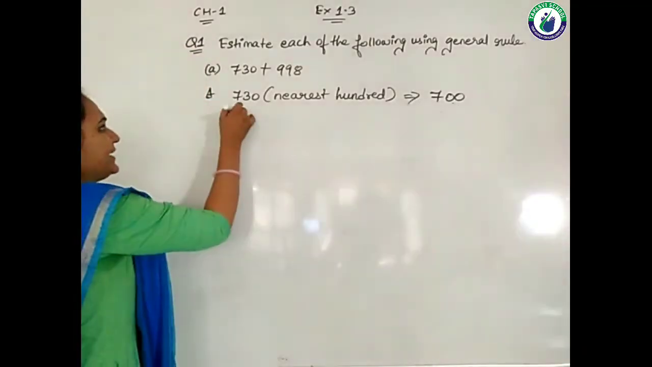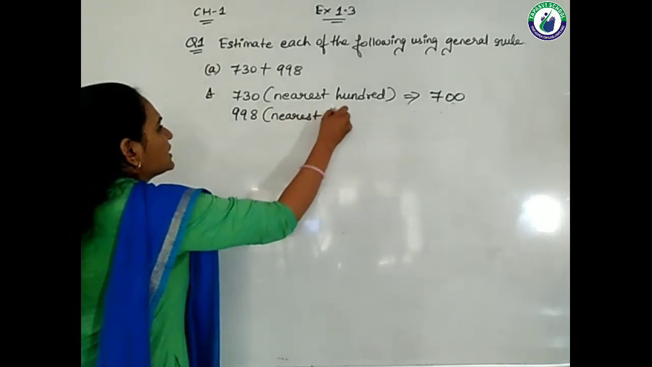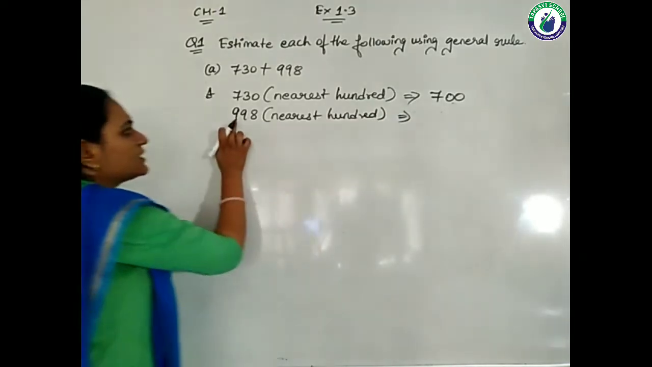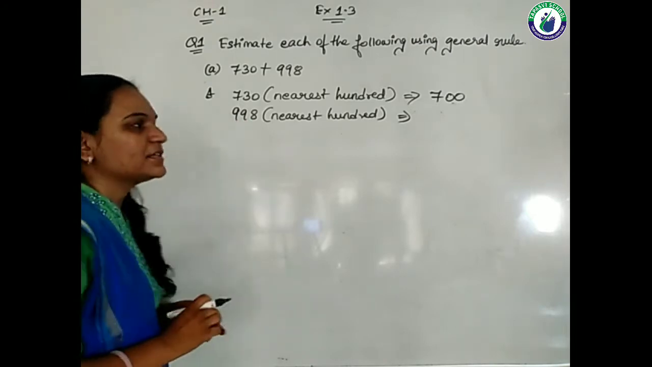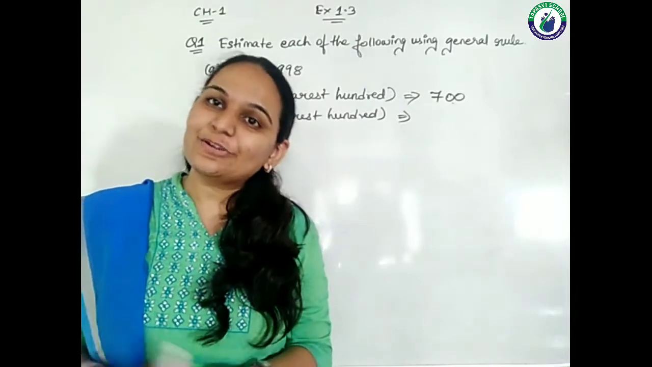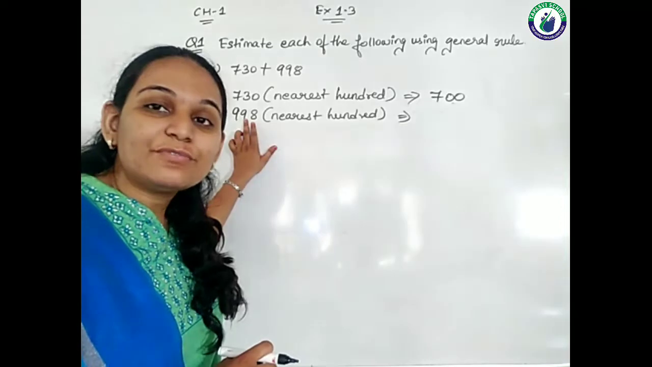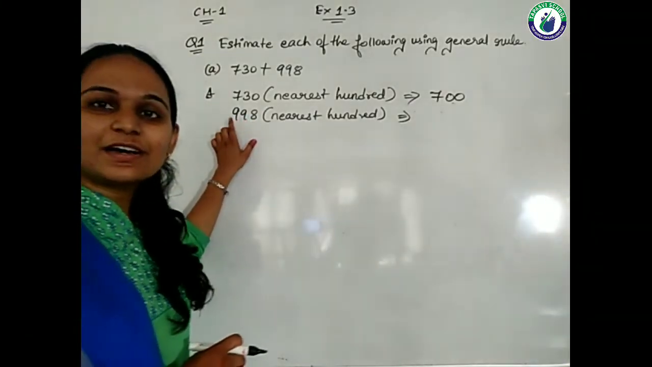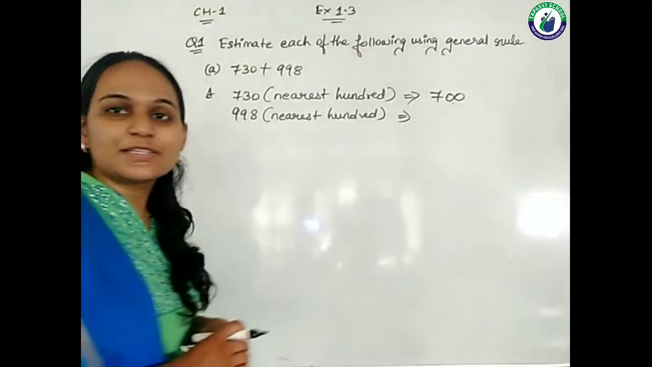The second one is 998. This also will be rounded to the nearest 100. So see the hundreds place digit, that is 9, and which digit is going to help? That means the tens place digit, that is also a 9. So the helping digit is 9 and the underlying digit is also 9. So decide whether the 9 is less than 5, equal to 5 or more than 5. It is always more than 5. So what we are going to do? We are going to add 1 to this hundreds place digit. So 9 will become 10 and the remaining 2 digits will become 0, 0.